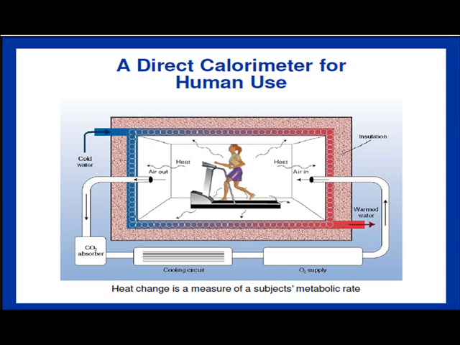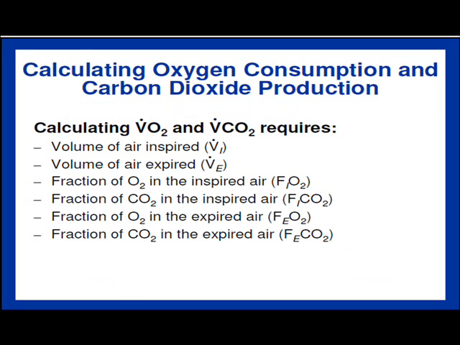We don't have time in this class to go through it, but there are various equations that will determine the metabolic rate for that particular person based on how much that person heats the water. So we can calculate metabolic rate based on that. It's very, very accurate. An indirect way of looking at metabolic rate is to calculate oxygen consumption.